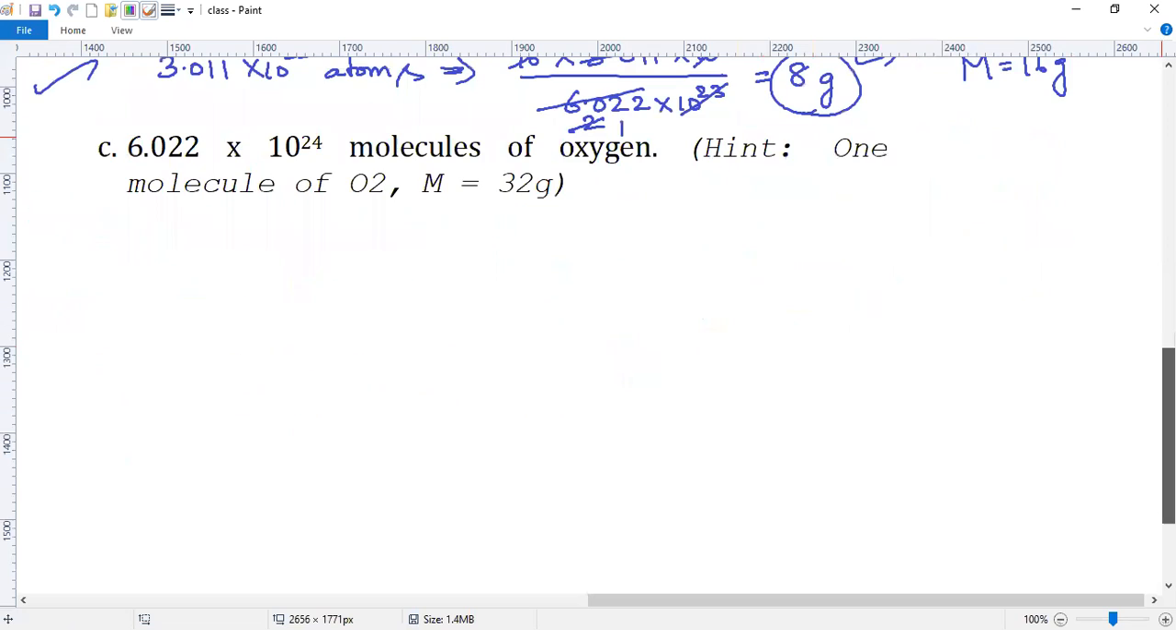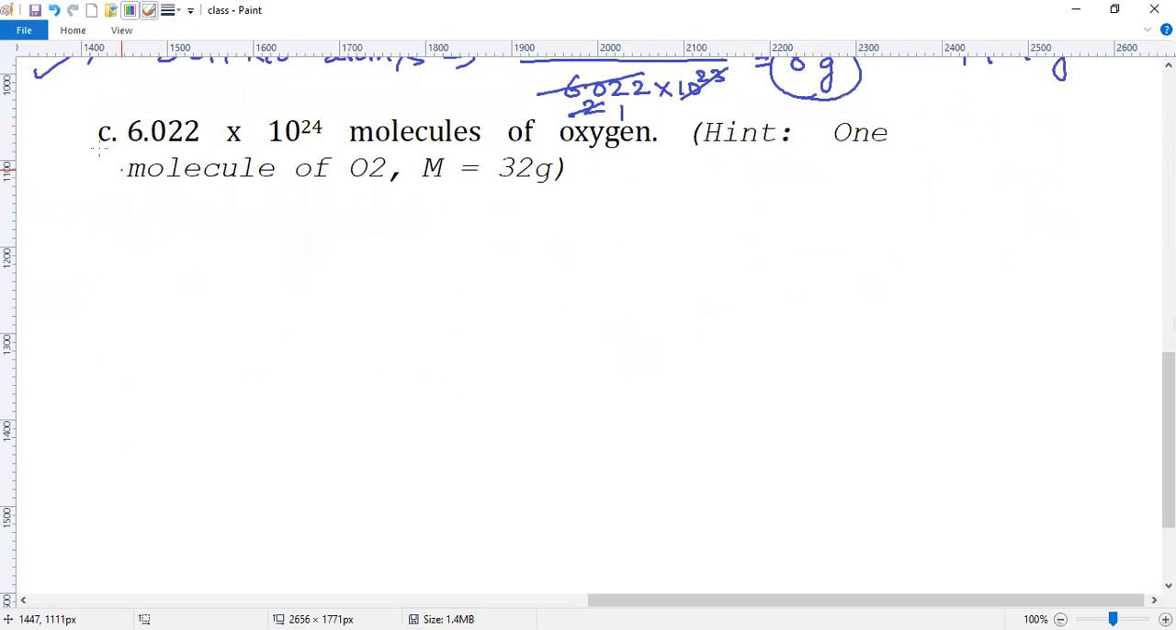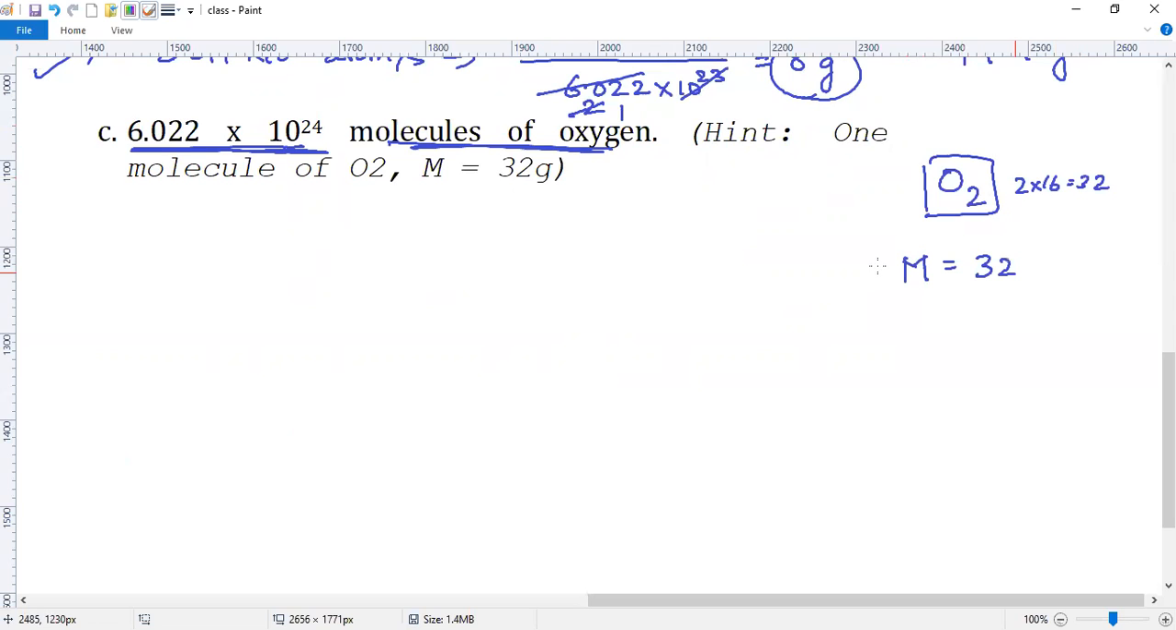So let's proceed with the last one of this particular rhythm. Sixth one la subdivision C. What is it? 6.022 into 10 power 24 molecules of oxygen. You know that 6.022 into 10 power 23 is Avogadro number. Adoda mass enna? Molecules of oxygen varumbodhu, I told you molecule, 1 molecule of oxygen is O2. Appa molar mass will be what? 2 times 16, which is equal to 32. So 32 stated in grams are molar mass of O2. Okay. So molar mass of oxygen O2 is 32.